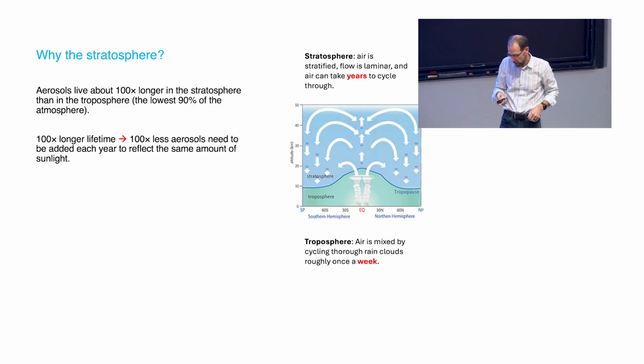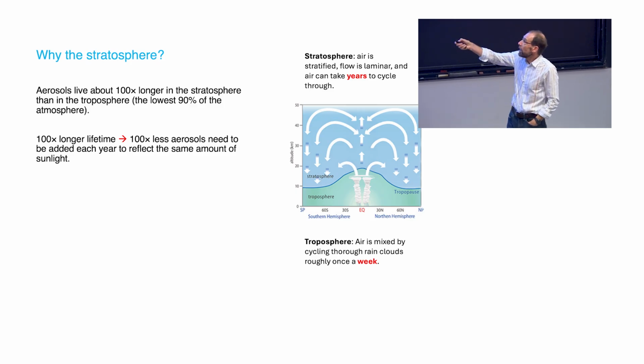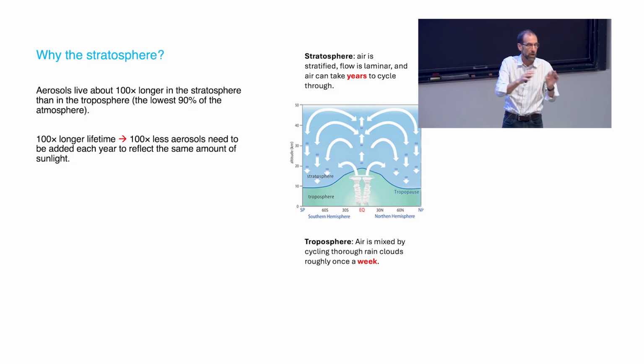It doesn't mix much, and it moves very slowly, and very roughly, things cycle through the stratosphere in about a year. I'm approximating a lot. There's some parts that are less than a year, some parts that are more than a year, but think of it as a year time scale for the air to move slowly through the stratosphere.